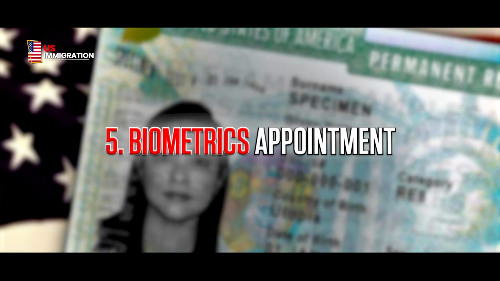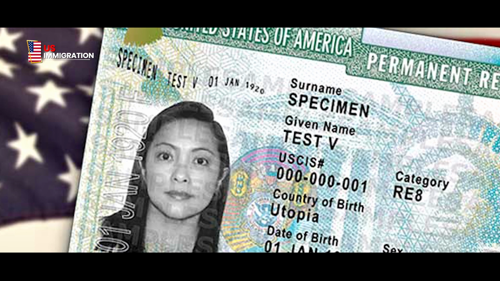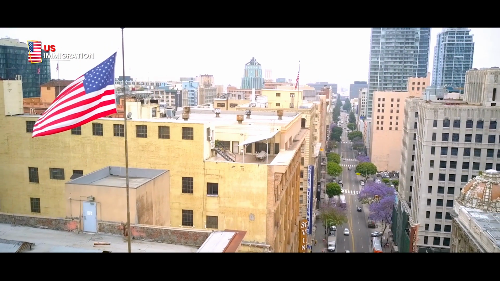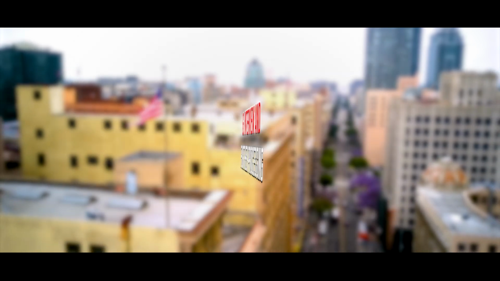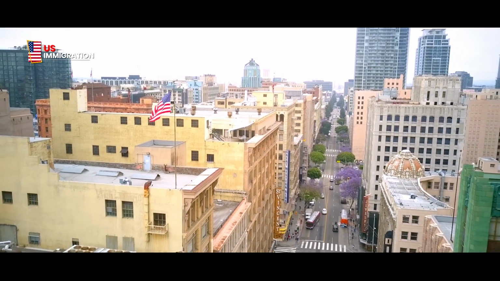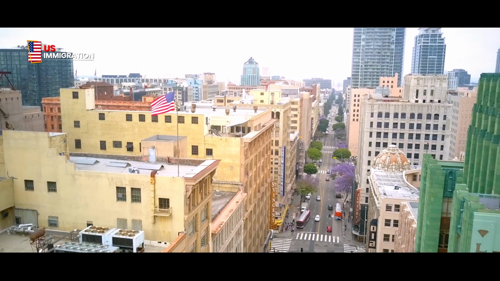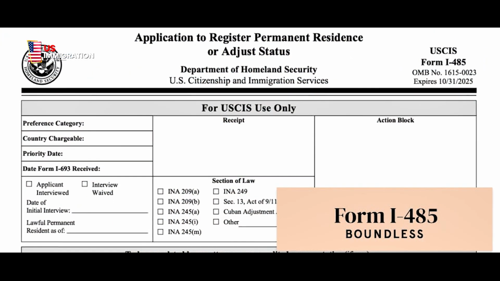Biometrics appointment. After filing your I-485, USCIS will schedule a biometrics appointment for you to provide fingerprints, photographs, and an eye scan. This step is crucial for background checks and further processing. Depending on your case, you might be required to attend an in-person interview. During this interview, a USCIS officer will ask questions about your application and background. You may also be asked to provide additional evidence or attend a follow-up interview if necessary.